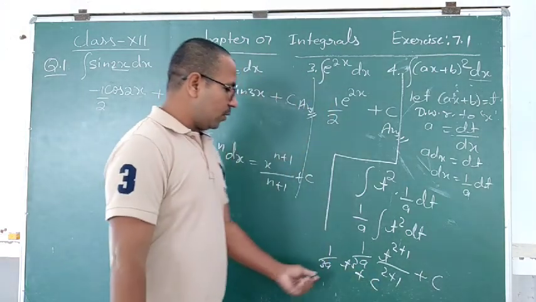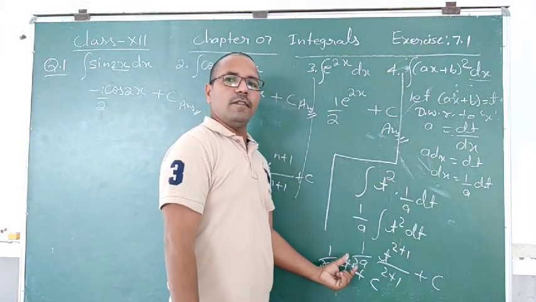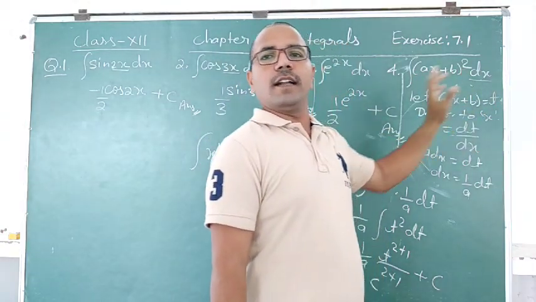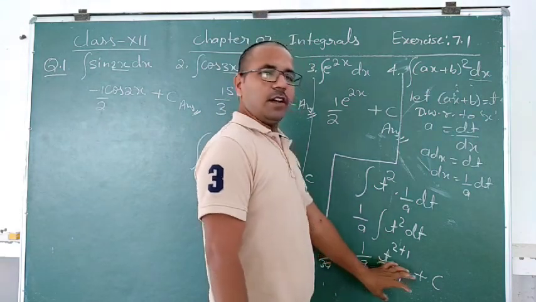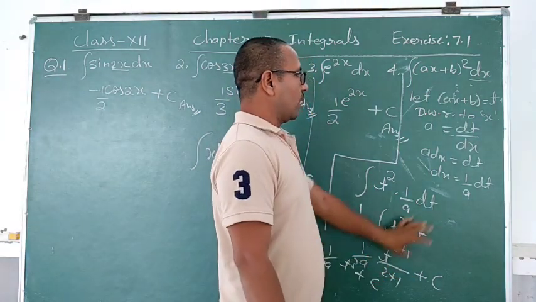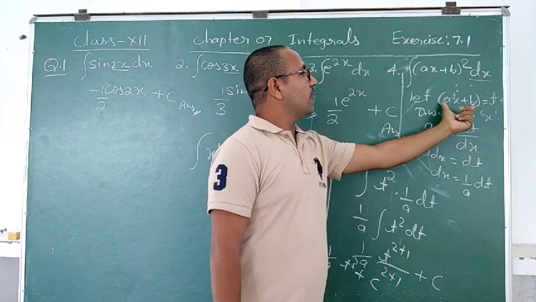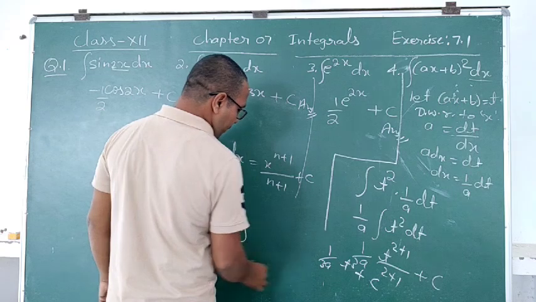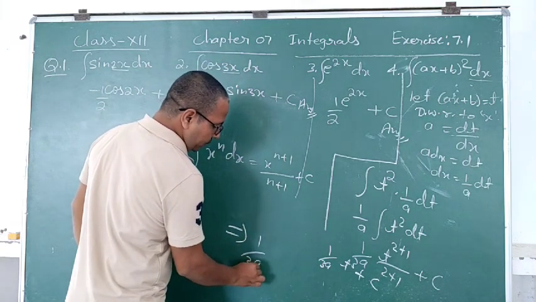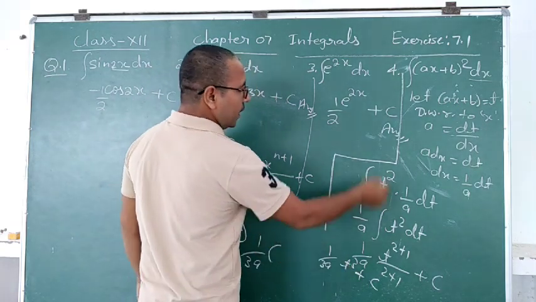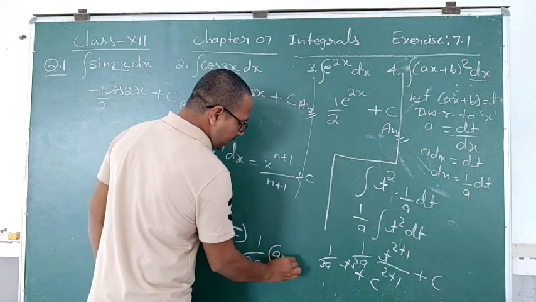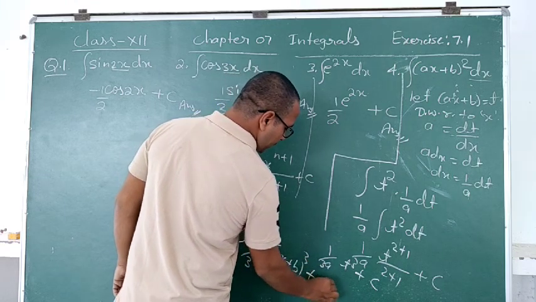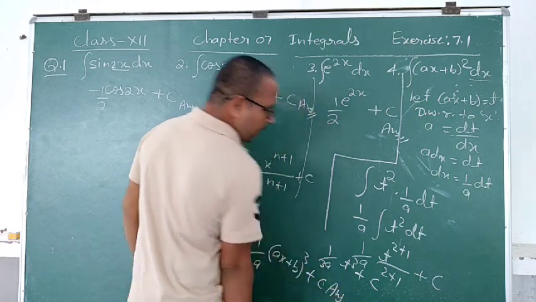Still this is not your answer. You have to put the value of t also, because your question was in terms of x, so you will get your answer in terms of x only. You are not going to get it in terms of t. So what was the value of t? t was ax plus b. We will put it here, so this will become 1 by 3a, (ax plus b) whole cube, plus c. So this one is the answer. Clear, students?